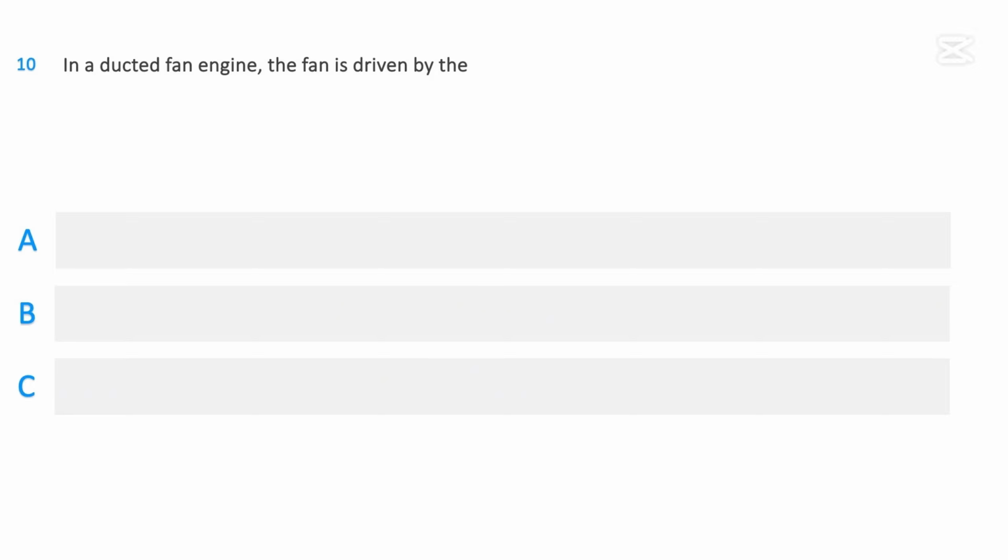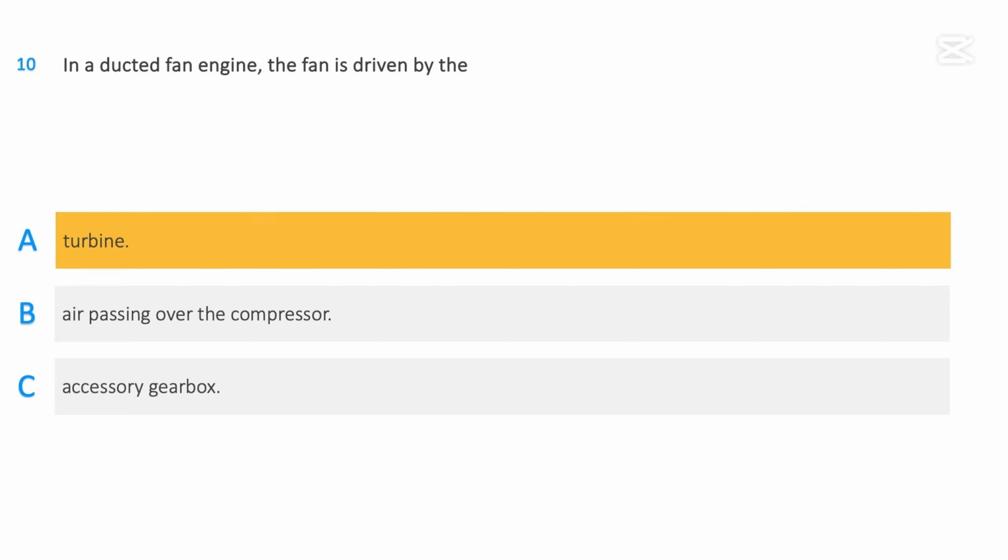In a duct fan engine, the fan is driven by the turbine. Air passing over the compressor. Accessory gearbox. The correct answer is turbine.